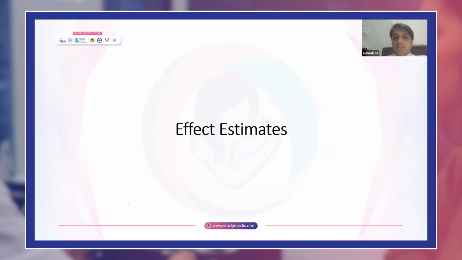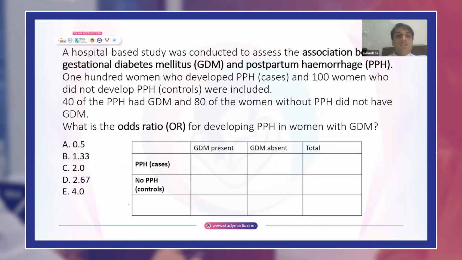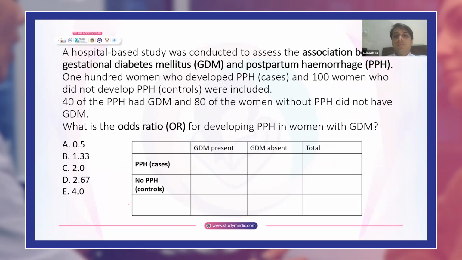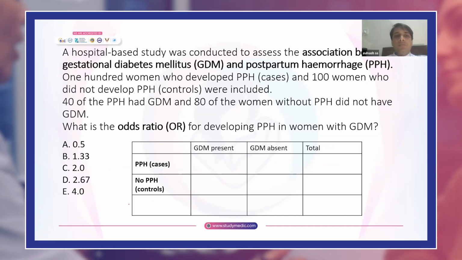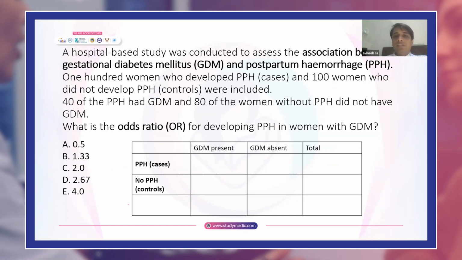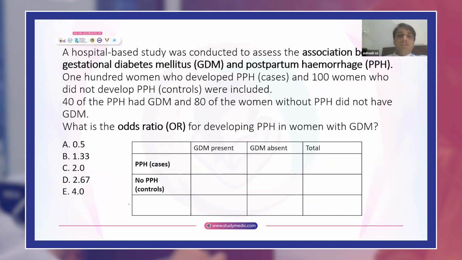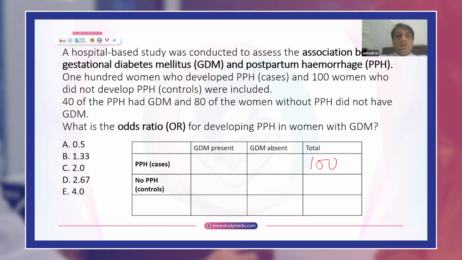Okay. Now let us see the calculation of the effect estimates. Now this is the question. You can see a hospital-based study was conducted to assess the association between gestational diabetes and postpartum hemorrhage. 100 women who developed PPH and 100 women who did not develop PPH were included. 40 of the PPH had GDM and 80 of the women without PPH did not have GDM. What is the odds ratio for developing PPH in women with GDM? So you can see 100 women who developed PPH.